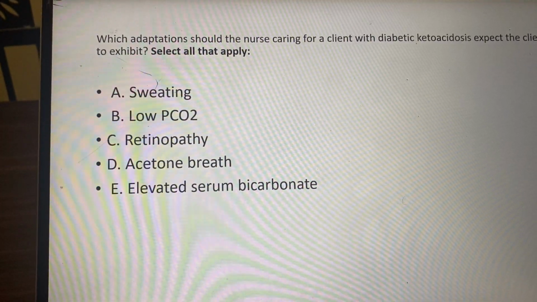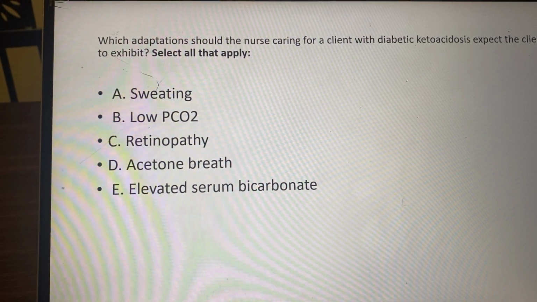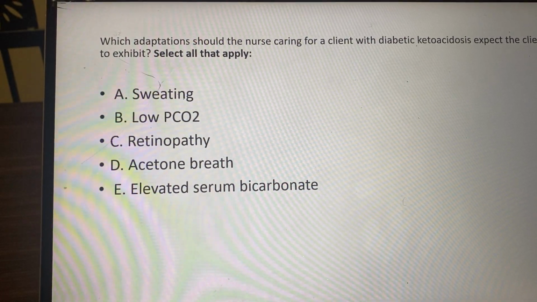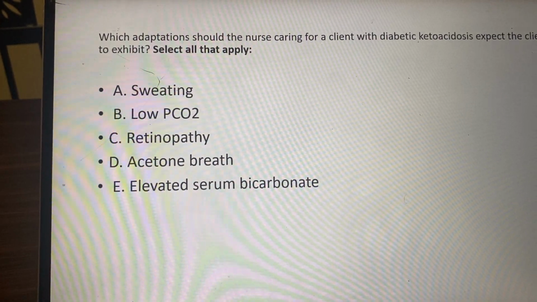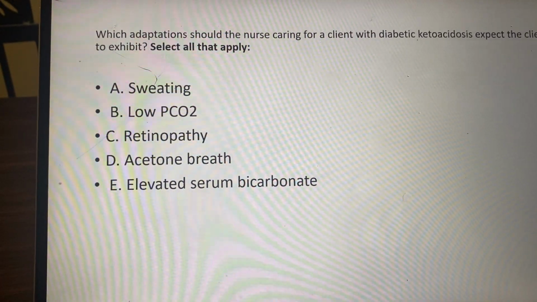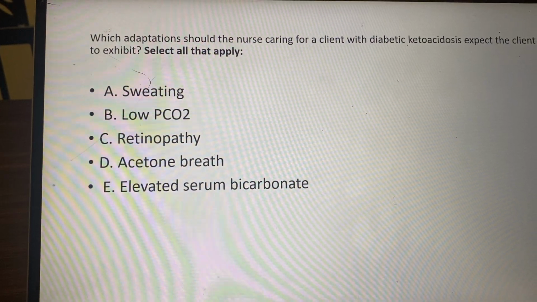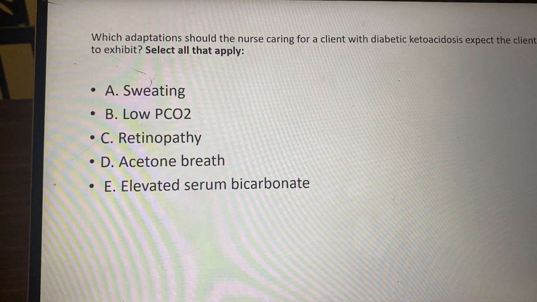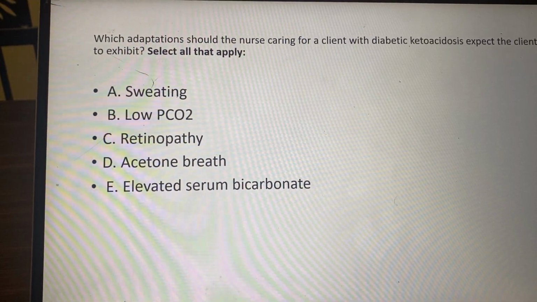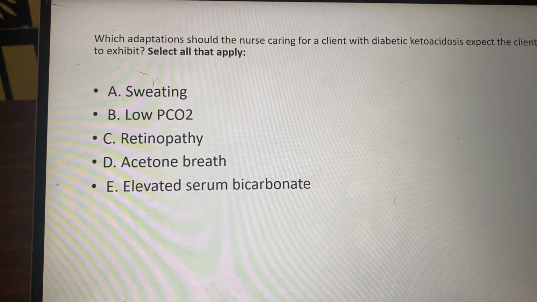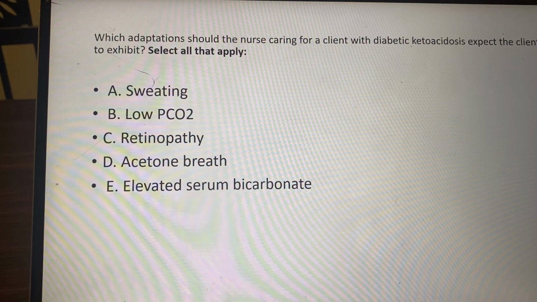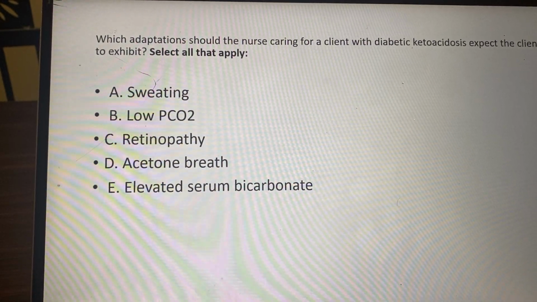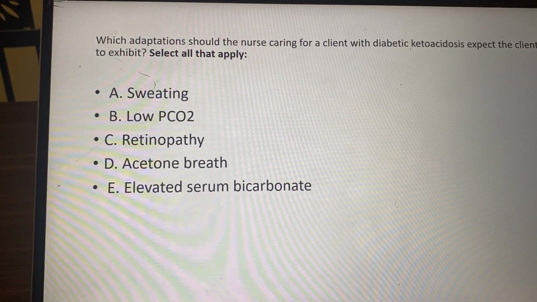Retinopathy is not the answer, because retinopathy is a disease. It is a chronic condition that can happen for someone who has had diabetes for a long time, and also if they have not controlled their diabetes. So retinopathy is disease of the eye. Retina, that's the key word that's in there. Pathy is disease. D, acetone breath. Yes, they get the fruity breath. All that sugar that's on board, right? It's not getting into the cells.